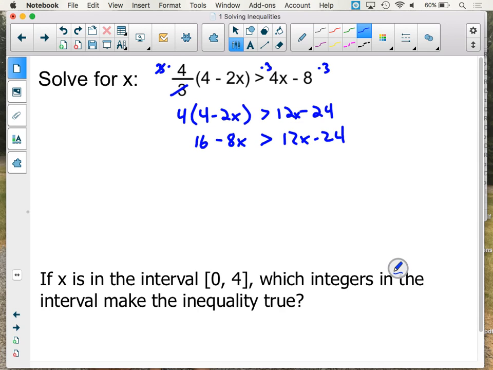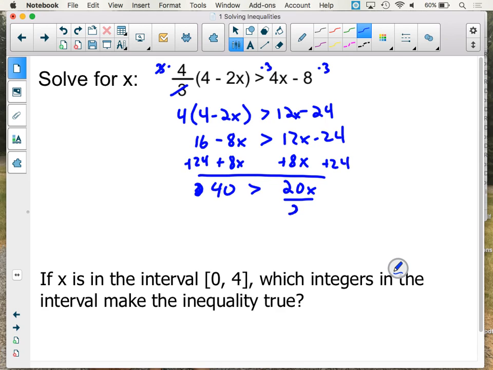Now here's something to consider as well. I'm going to add 8x to both sides. Remember that little thing we talked about when you divide or multiply by a negative number? Well, I can control that because if I add my 8x to both sides, I'm going to get a 20x over here. And likewise, let's add 24 to both sides. 16 plus 24 is 40. And now when I divide each side by 20, I get that x is less than 2.